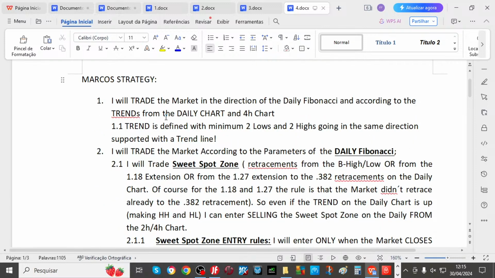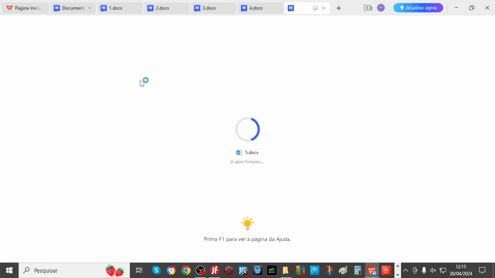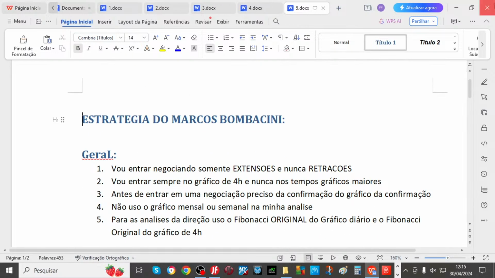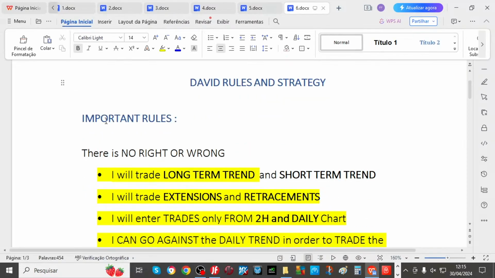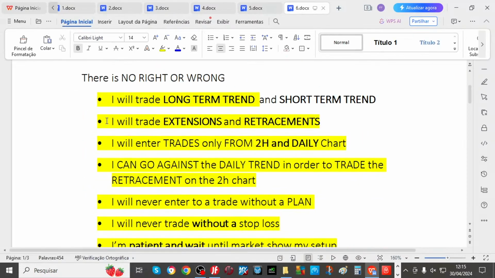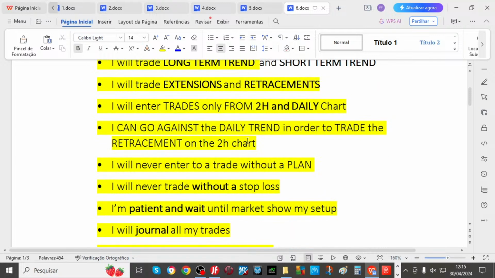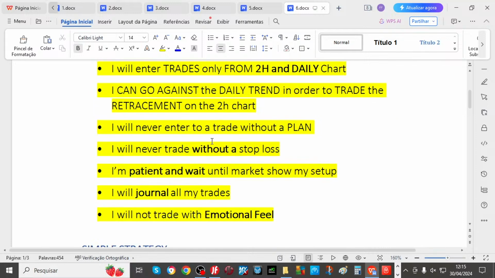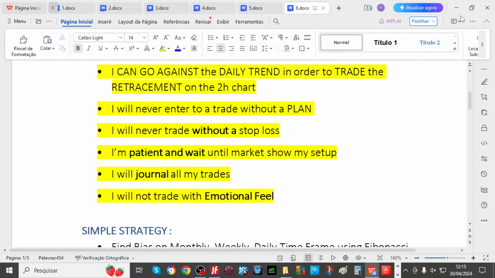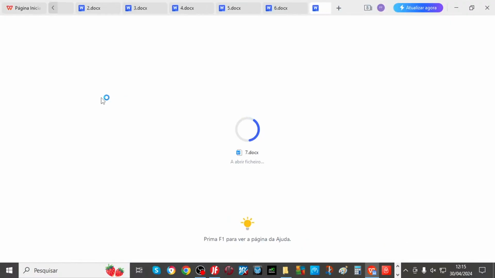Number 4, market strategy. I will trade the market in the direction of the daily Fibonacci. Number 5, this is in Portuguese. Number 6, David. I will trade long term. I'll trade extension retracement. I can go against the daily trend in order to trade the retracement on the short chart. I will never enter a trade without a plan. I will never trade without a stop loss. Number 7.